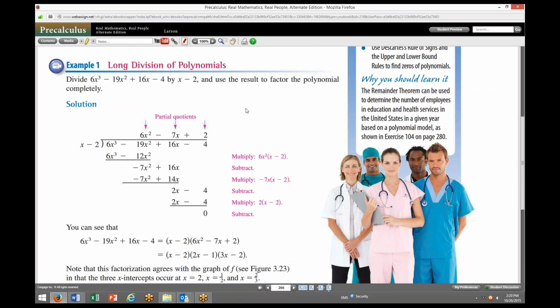And so that means that dividing 6x to the third minus 19x squared plus 16x minus 4 by x minus 2, the answer is this quadratic polynomial. That's the quotient. That's the answer to the division problem. It's exactly 6x squared minus 7x plus 2. Following the same process we used to do with multi-digit numbers, now this is multi-term polynomials, following precisely the same processes of divide, multiply, subtract, and bring down the next quantity and all. Same procedure.